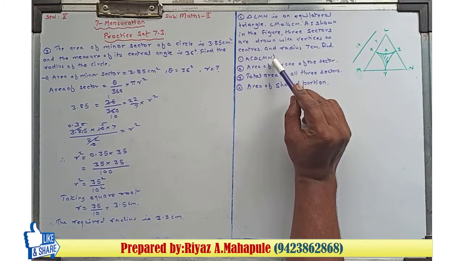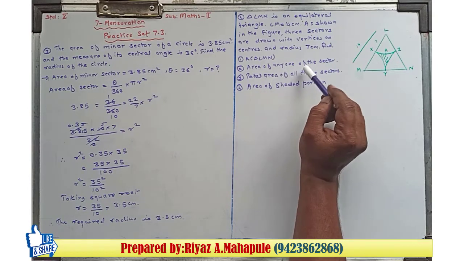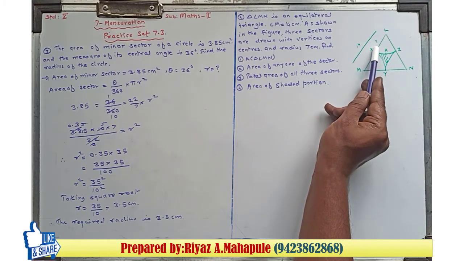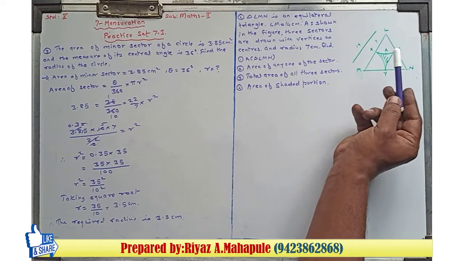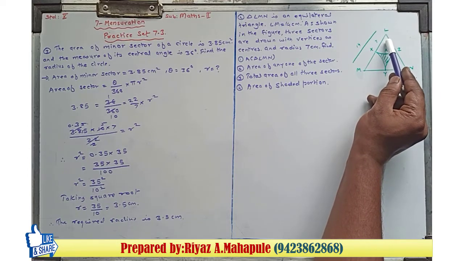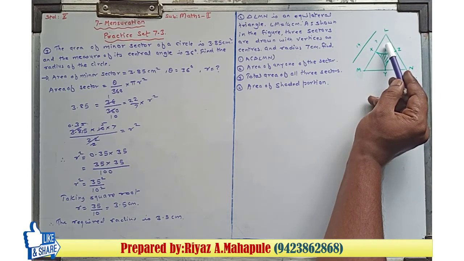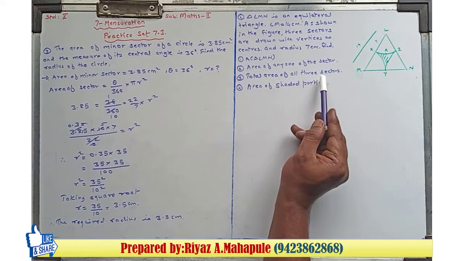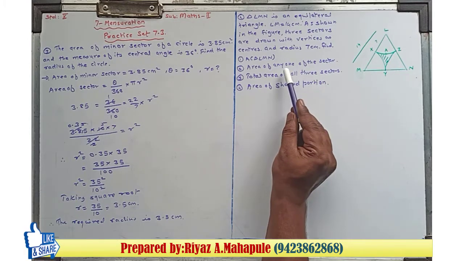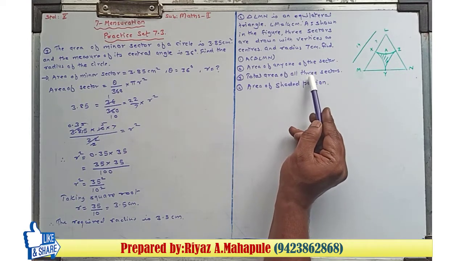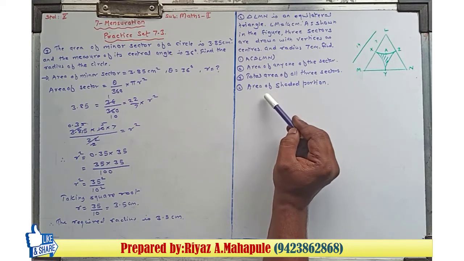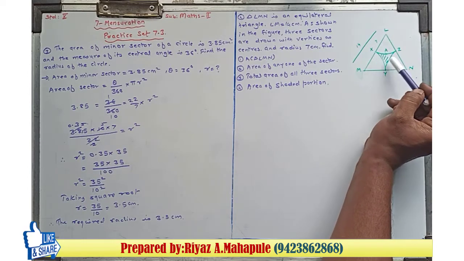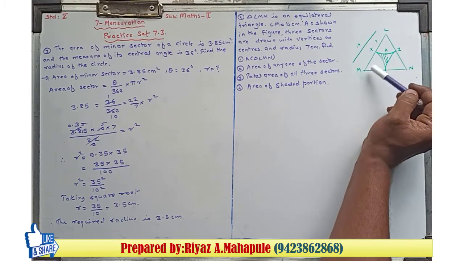So first we have to find the area of triangle LMN, then the area of any one sector, taking r is equal to 7 centimeter and theta, that is the central angle, and the measure of each angle in an equilateral triangle is 60 degrees. So we take theta is equal to 60 degrees here, and then the total area of three sectors. Just multiply the area of one sector by 3, you will get the total area of three sectors, and then the area of the shaded portion is given by subtracting the area of all the three sectors from the area of the triangle.